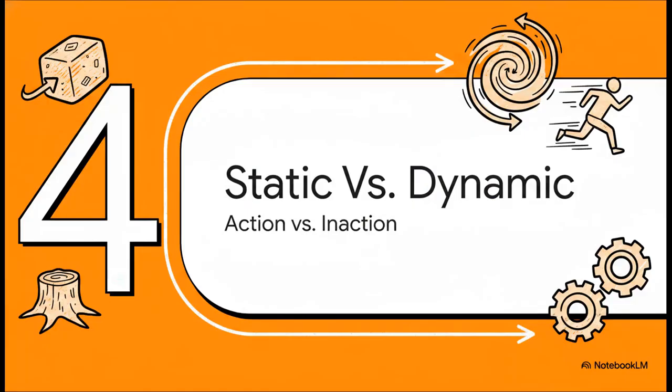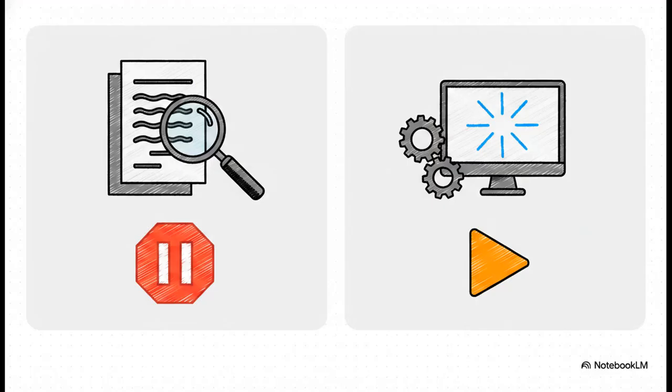Which brings us to Section 4, static versus dynamic processes, the battle of action versus inaction. So, the crucial point here is understanding the physical state of the software during these different tests. Verification is fundamentally a static process. There is absolutely zero code execution happening. You're reading, you're inspecting, you're reviewing text and logic. Validation, on the other hand, is a dynamic process. It absolutely involves running the code. You physically have to launch the application, boot up the environment, and interact with the software to see if it meets the user's needs. It's the literal difference between inaction and action.